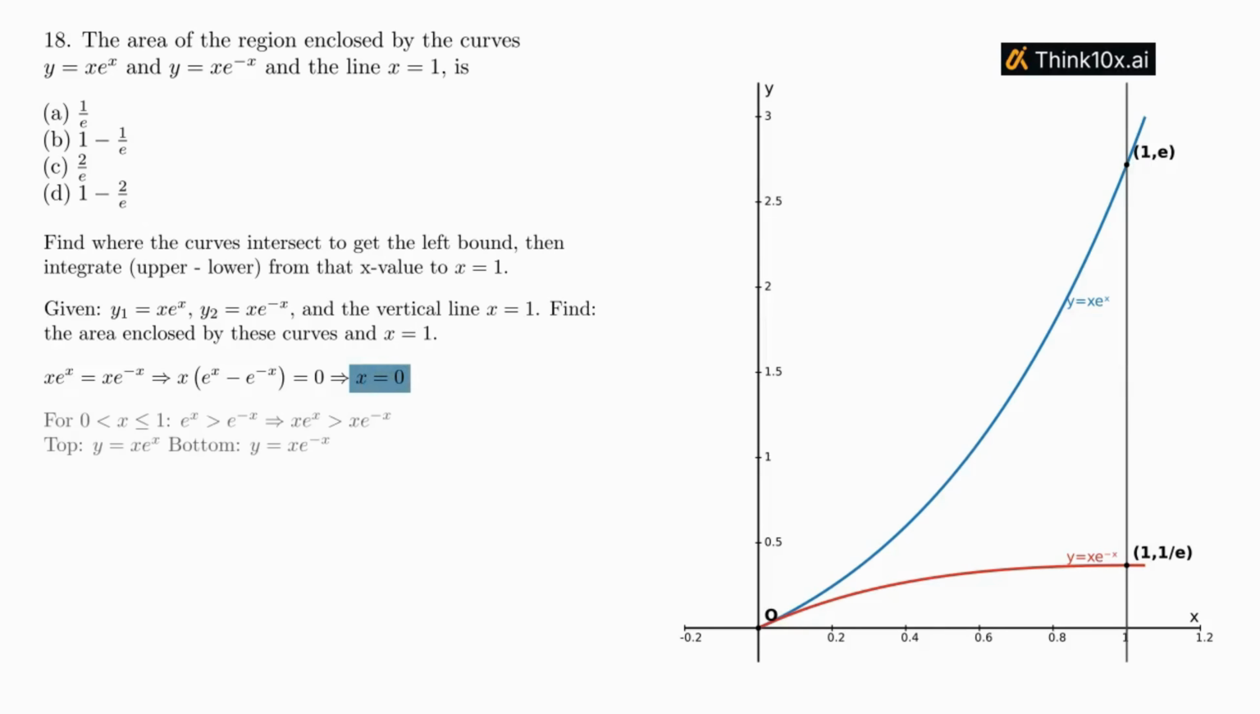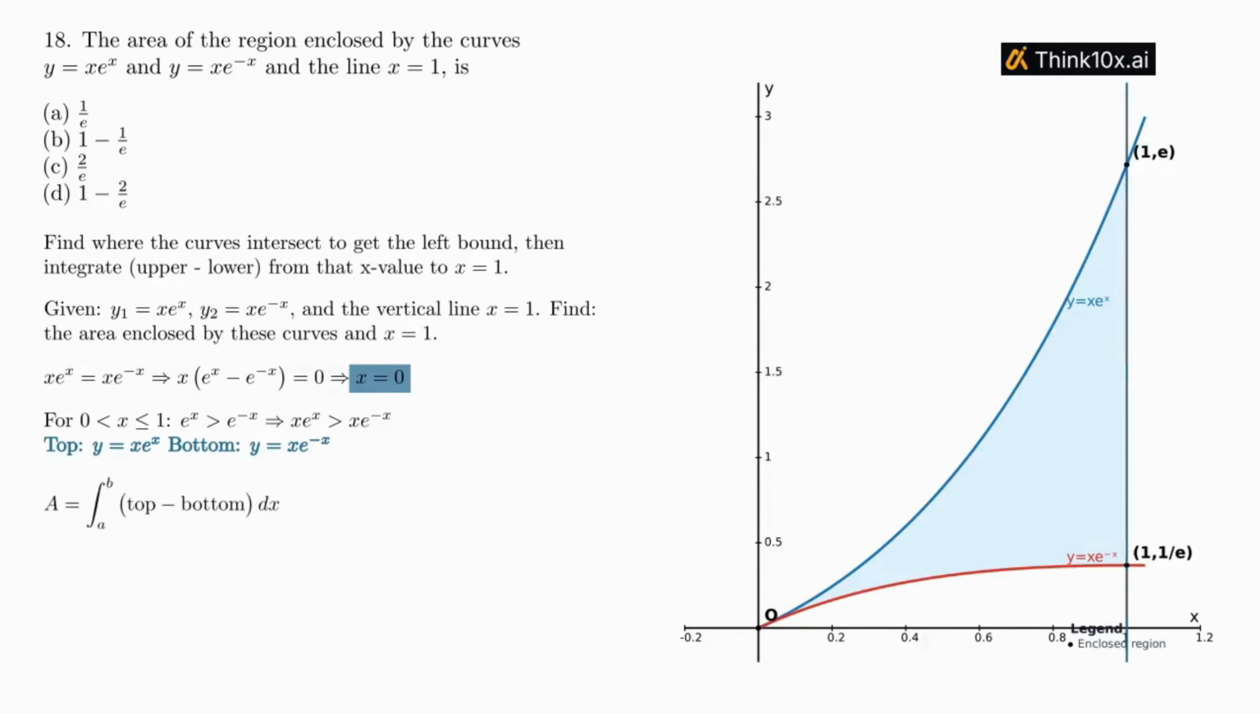Next, we need to know which curve is on top between x equals 0 and x equals 1, because area uses upper minus lower. On this interval, e to the x is larger than e to the negative x, and x is positive, so multiplying by x keeps the inequality direction. That means y equals x times e to the x is the upper curve, and y equals x times e to the negative x is the lower curve. This tells us the correct subtraction order, so the area comes out positive.